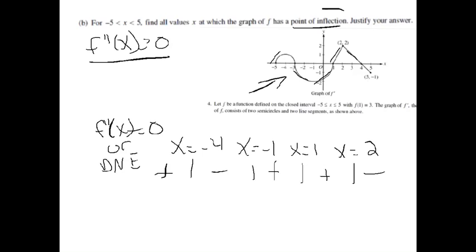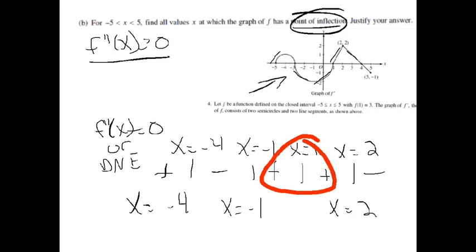So in order to have an inflection point, the second derivative needs to be equal to 0 or not exist, and I need to see a sign change. So what are the x values where the second derivative is equal to 0 or does not exist, and has a sign change? Well, that would be x equals -4, x equals -1, and x equals 2. X equals 1 is not an inflection point because the second derivative sign doesn't change, because if you look up here, it goes from positive slopes here to positive slopes here, so there's no sign change on the second derivative.